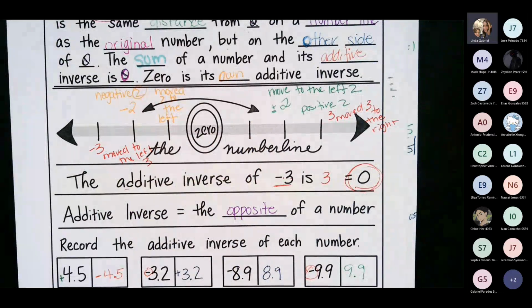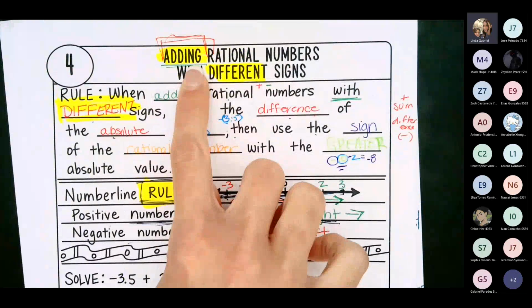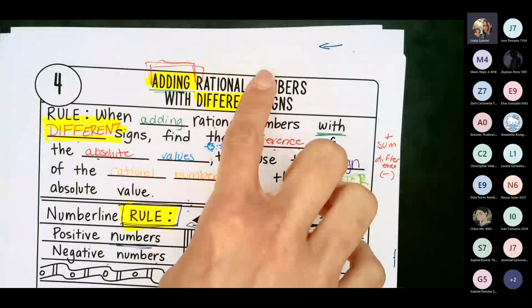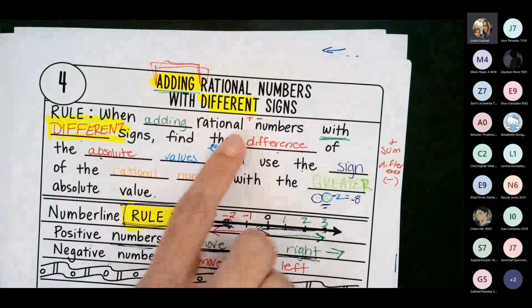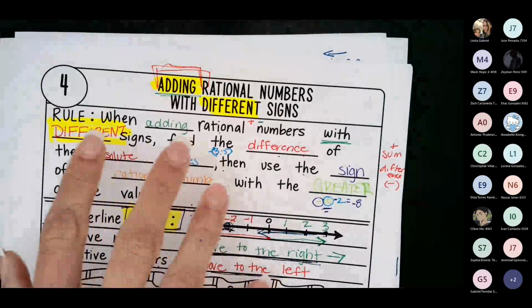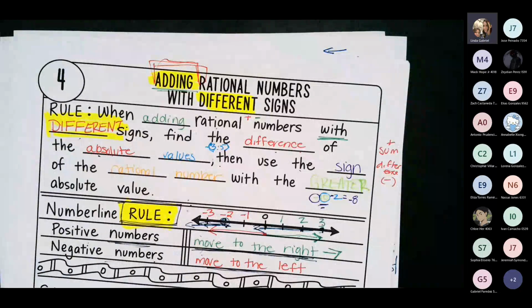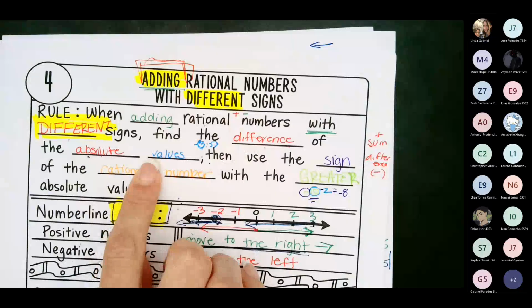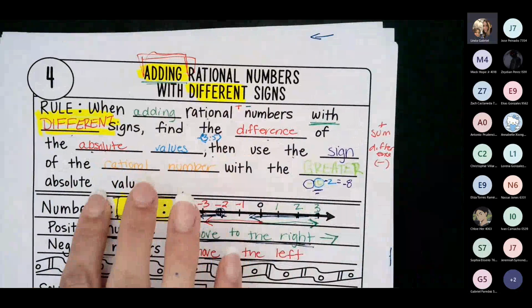Going further back on the same Nearpod, last week we were adding rational numbers with different signs. We add a positive and then add a negative number, or have a negative number and add a positive. We had both, one positive, one negative. And when we add rational numbers with different signs, we do the opposite of what the operation actually said, right? We find the difference of the absolute values, the numbers in our expression, then use the sign of the rational number with the greater absolute value.